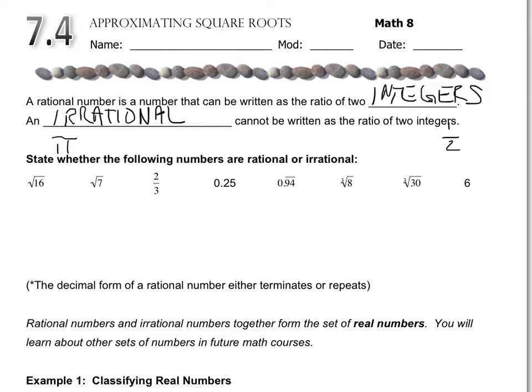So we're going to look at the following numbers and decide whether they are rational or irrational. So, square root of 16. Well, the square root of 16 is 4. 4 would be a rational number.